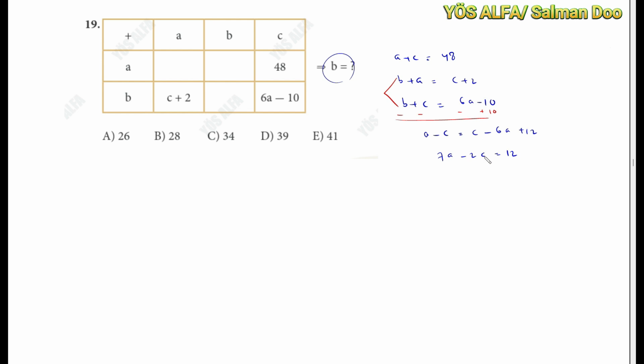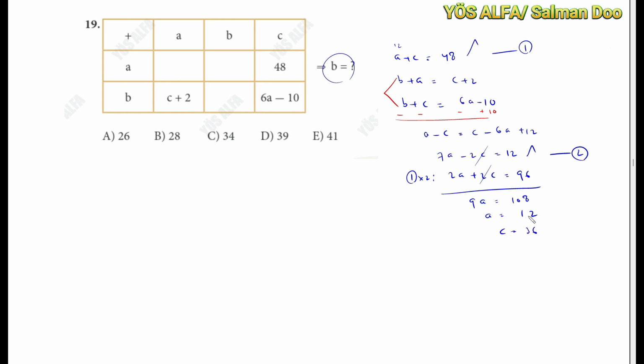So we have a and c now. We also have a and c over here. So from these two equations, we can find a and c. So once we find a and c, we can find b easily. So let's say this is equation 1 and that's equation 2. Let's multiply equation 1 by 2. So we have 2a plus 2c is equal to 96. Let's sum them up. This and that cancel out each other. We have 9a is equal to 108. A is 12. If a is 12 over here, then c is 36.